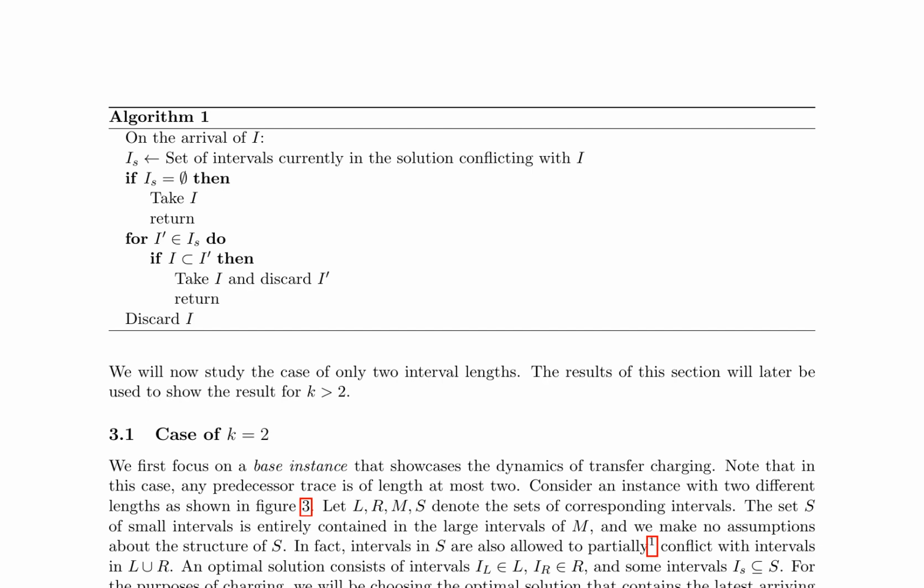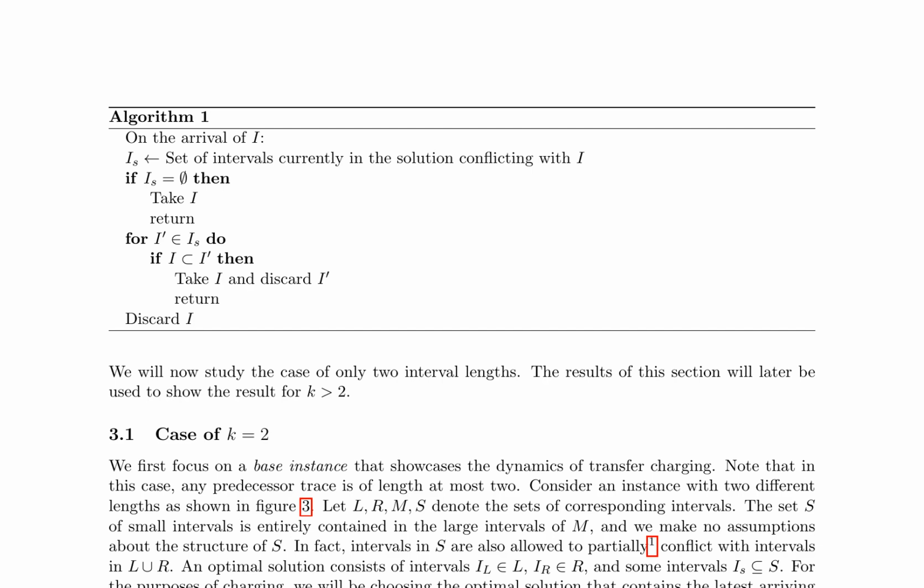The paper presents an algorithm for solving the interval scheduling problem with transfer charges, focusing on instances where there are only two different lengths of intervals, denoted as L and R. The optimal solution consists of intervals I_L element of L, I_R element of R, and some intervals, a subset of S, where S is a set of small intervals entirely contained in the large intervals of M. The algorithm aims to choose the optimal solution that contains the latest arriving I_L element of L and I_R element of R.